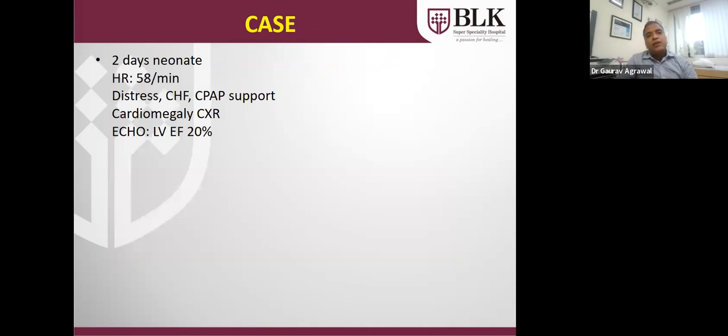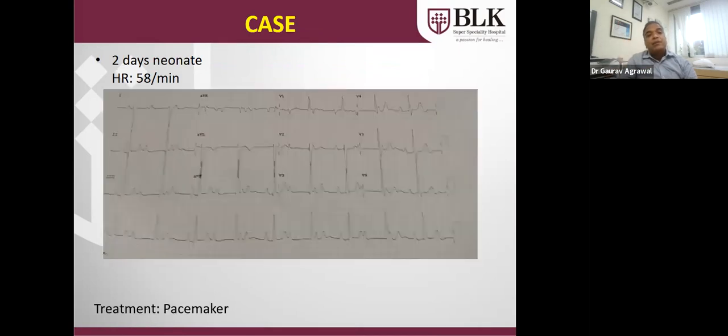Another case, 2 days old neonate with bradycardia with a heart rate of 58 beats per minute. Patient is in heart failure, distress, on CPAP support, cardiomegaly, and with poor LV function. So many cardiomegaly and so many poor LV function spectrum is there. This is the ECG.